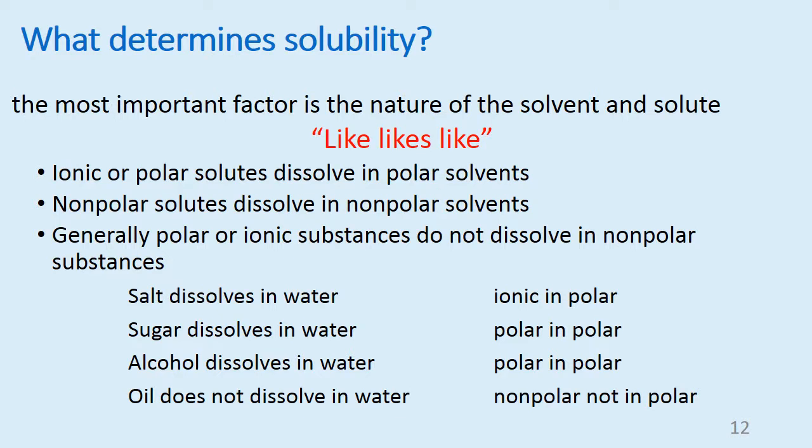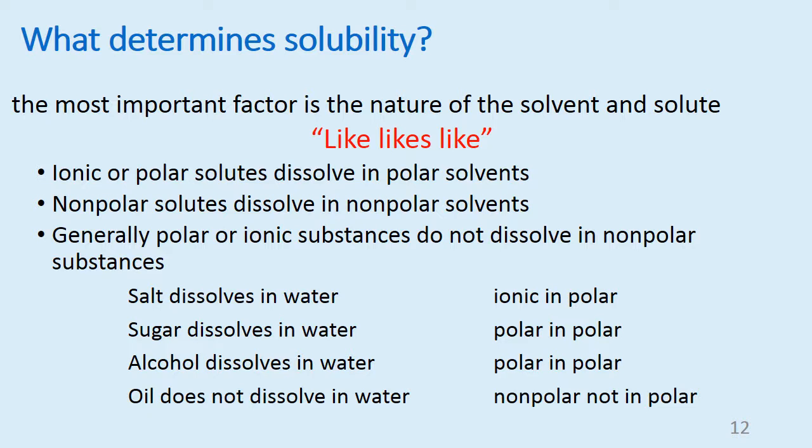So what is it that determines solubility? Why do some things dissolve and other things don't dissolve? The most important factor is "like dissolves like." That's what you want to remember. What does that mean? Well, things that have a similar type of attraction to each other will dissolve in something that also has a similar type of attraction. In other words, if you have a polar solute or an ionic solute, they will dissolve in a polar solvent. If we have a nonpolar solute, it will dissolve in a nonpolar solvent. However, generally polar or ionic substances do not dissolve, at least not to a great extent, in nonpolar substances.